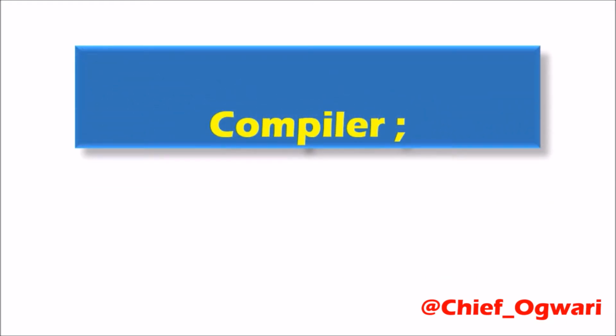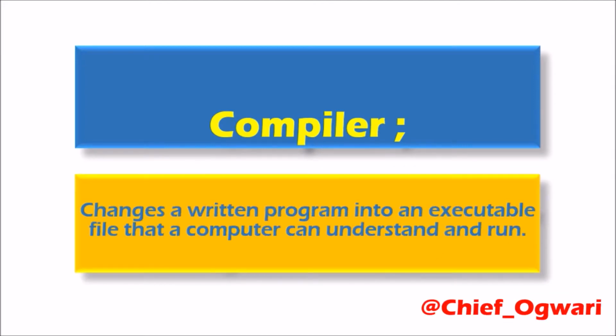So that brings me to the next definition, a compiler. What is a compiler? A compiler changes a written program into an executable file that a computer can understand and run. Basically, what a compiler does, it takes a source code and converts it into an object code. And for compilers, we have examples like Visual Studio, that is for C and C++, and we have IDLE for Python programmers.